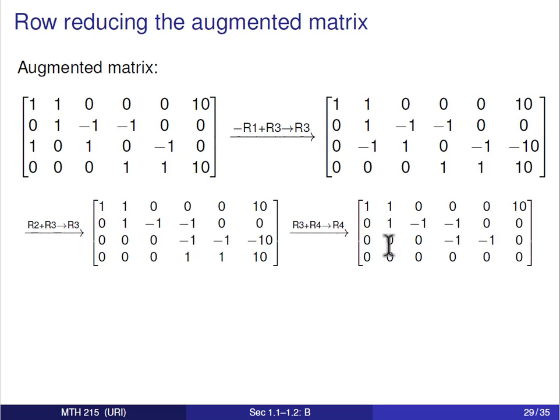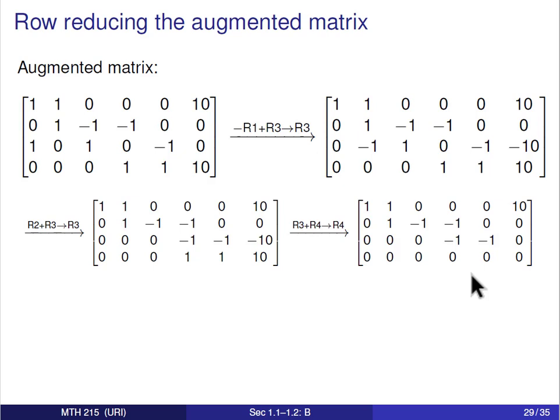If that didn't happen, if the row of zeros were elsewhere, we could just interchange rows until we move the row of zeros to the bottom. We do have the leading entries appearing from left to right as we go down the rows, and the leading entries all have zeros underneath them, so this matrix is in echelon form.